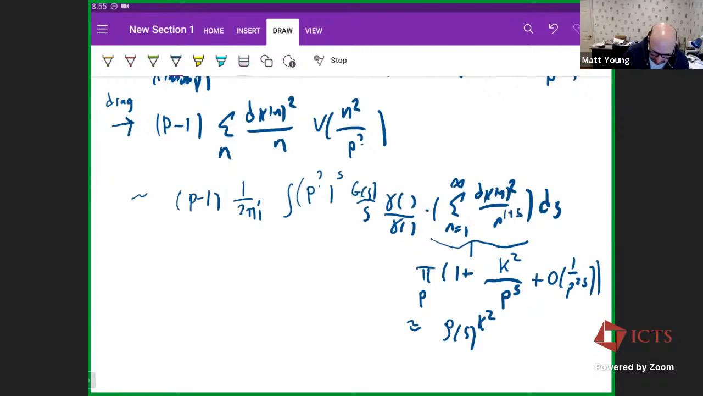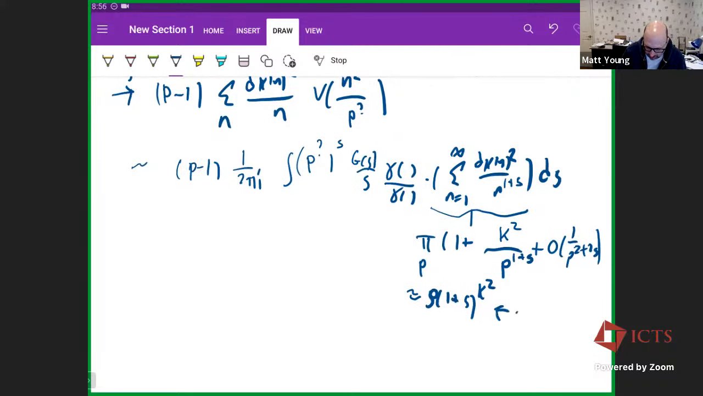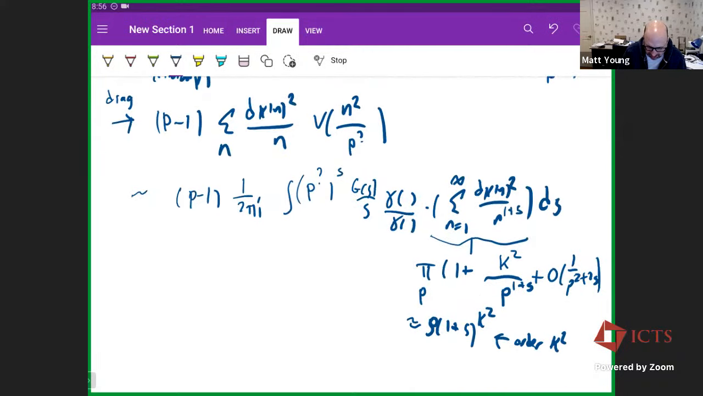And then, okay, so it's p to the 1 plus s, 2 plus 2s, and so this should be zeta of 1 plus s down here. So this has an order k squared pole. And then from the g of s over s, you get 1 extra pole. So in total, you get k squared plus 1 poles.